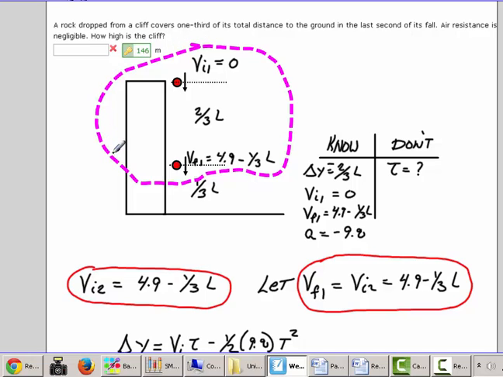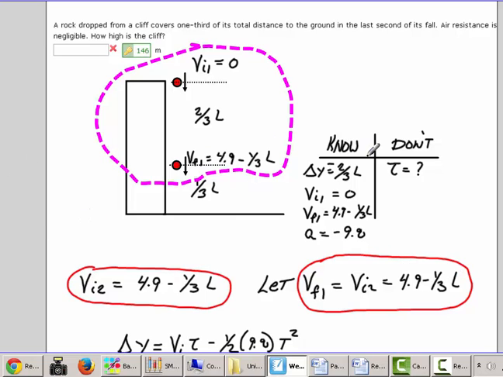Now what I'm going to do is jump up here. I'm going to work within this area here. Now if V initial 2 was 4.9 minus 1/3 L, then working within here, this is going to become the final velocity 1 between here and here. So the final velocity here is going to become this value here, which I write here. The V final 1 is 4.9 minus 1/3 L.